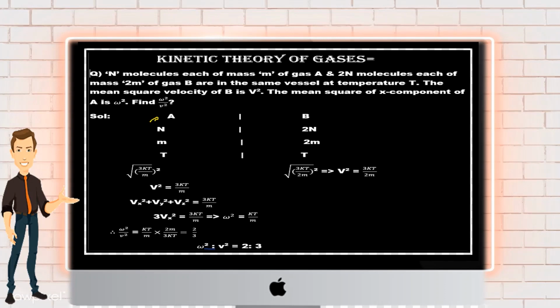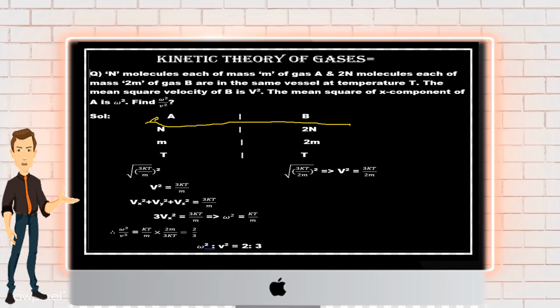Simply make a note of the difference between A and B. Here it's n molecules, here 2n molecules, here the mass is m, here it is 2m, and the temperature is the same. Using the RMS velocity formula, root over 3kT by m, because it's for molecules. Here also root over 3kT by m, and here root over 3kT by 2m.